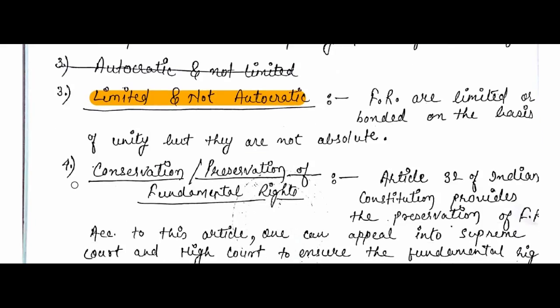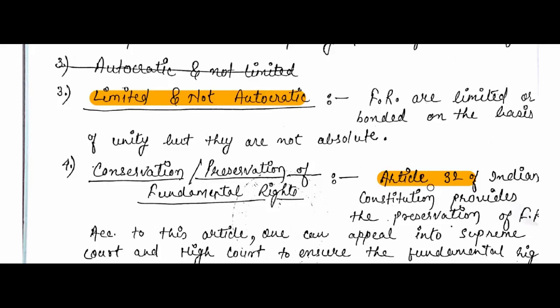Now, the next point is preservation of fundamental rights. Another feature: Article 32 of the Indian Constitution provides for the preservation of fundamental rights. That means they protect your fundamental rights. Which protection do they give you? Via Article 32. That means we read about writs, types of writs. There are 5 types of writs mentioned in Article 32.